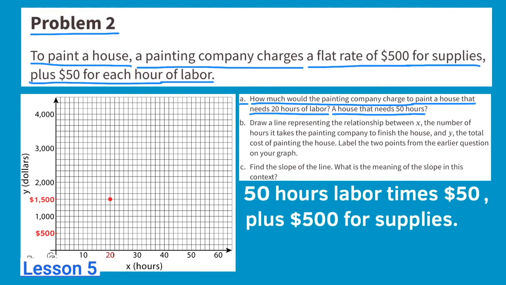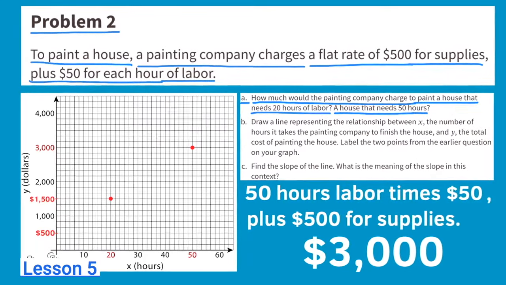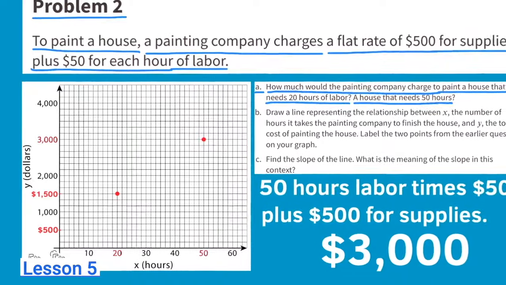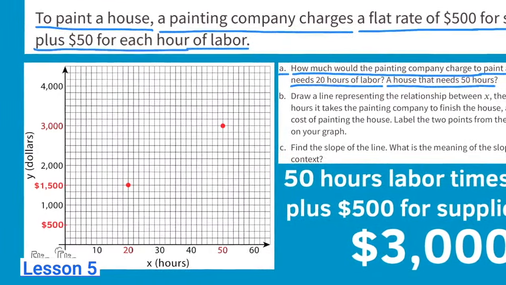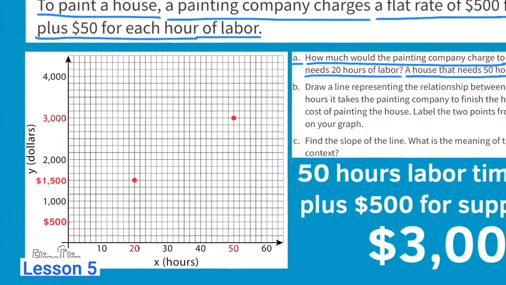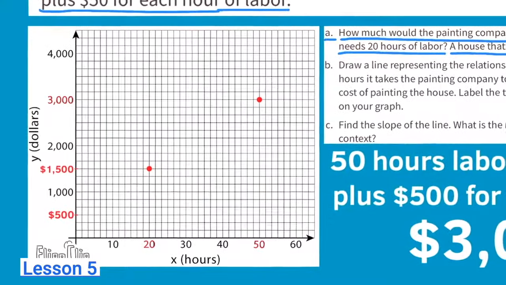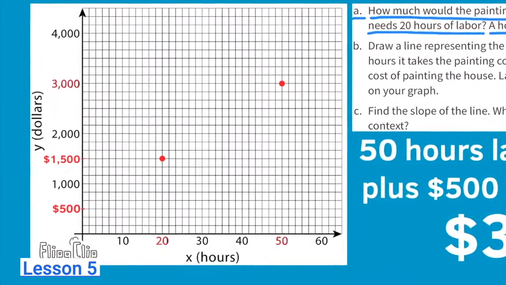50 hours labor times $50 plus $500 for supplies. 50 times 50 is 2,500 plus 500 is 3,000. Here's a closer look at where those 2 points fall on the grid. 20 units to the right along the horizontal axis and 1,500 units up along the vertical axis for the first point, and 50 units to the right along the horizontal axis and 3,000 units up along the vertical axis.